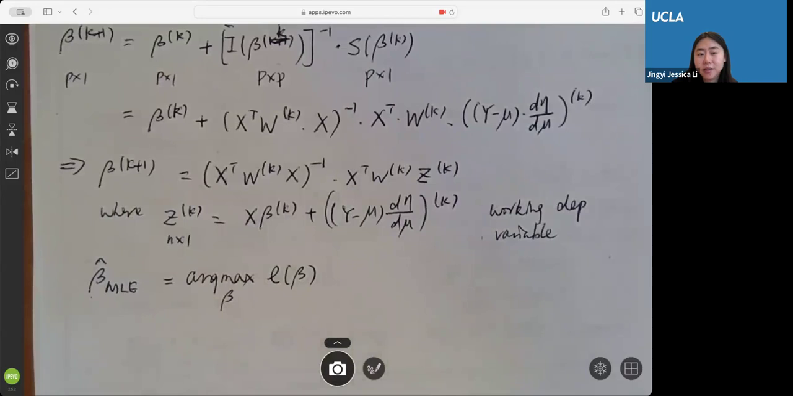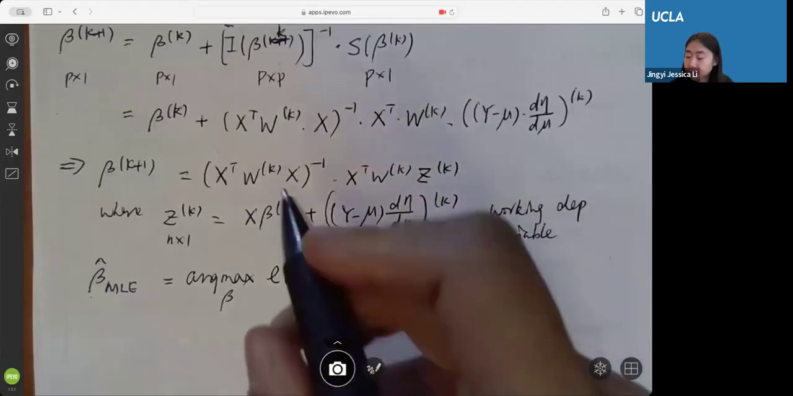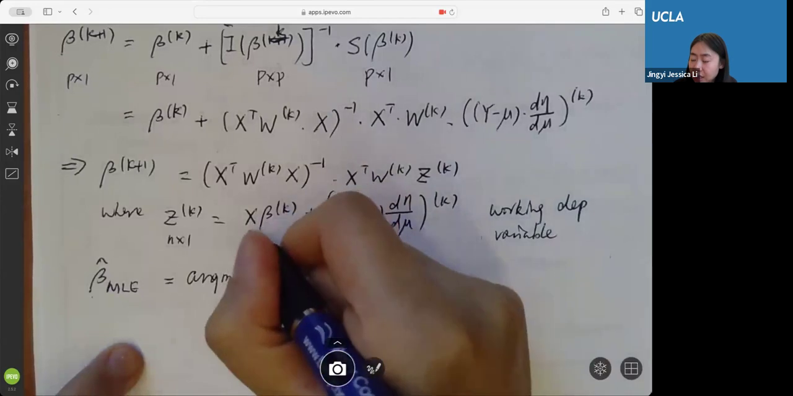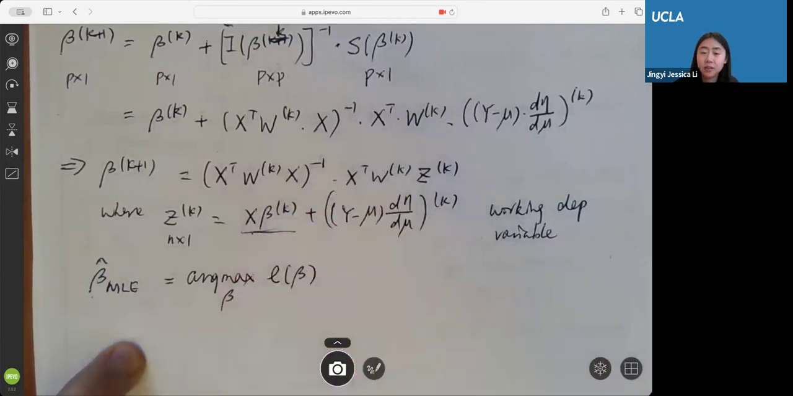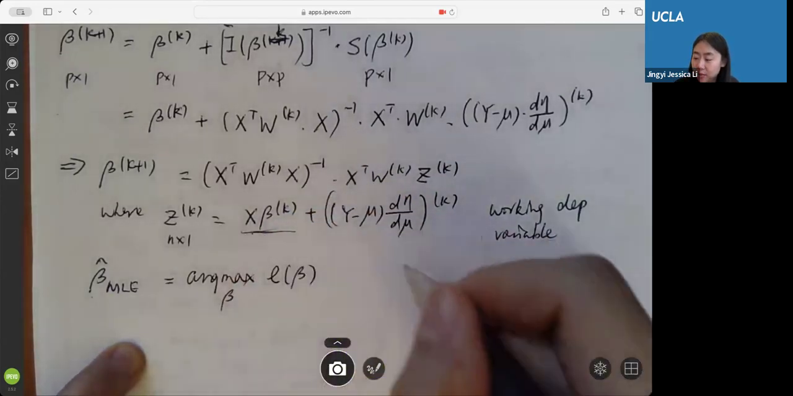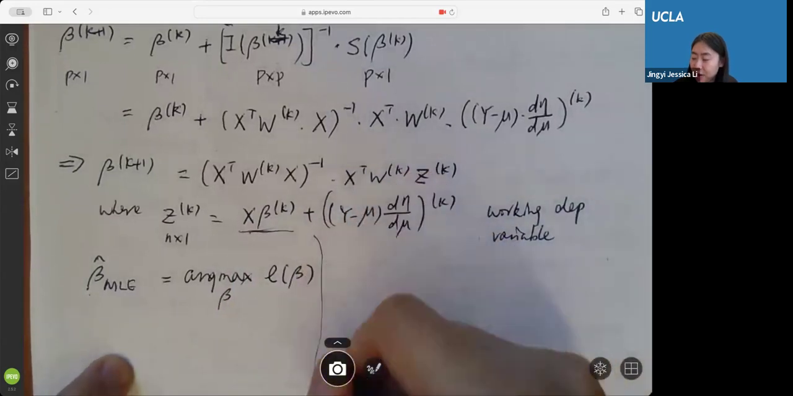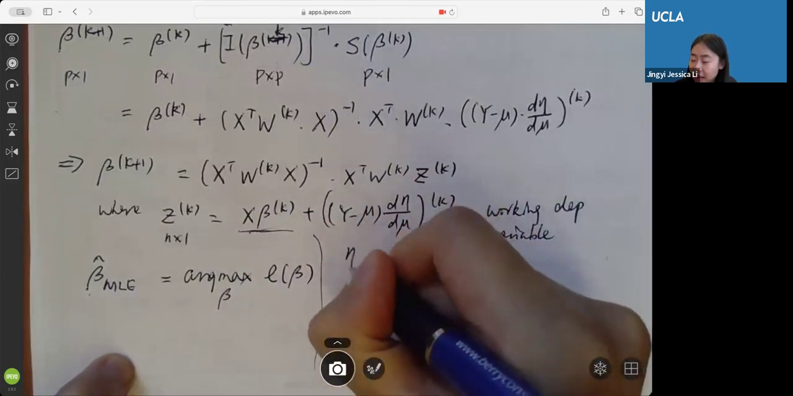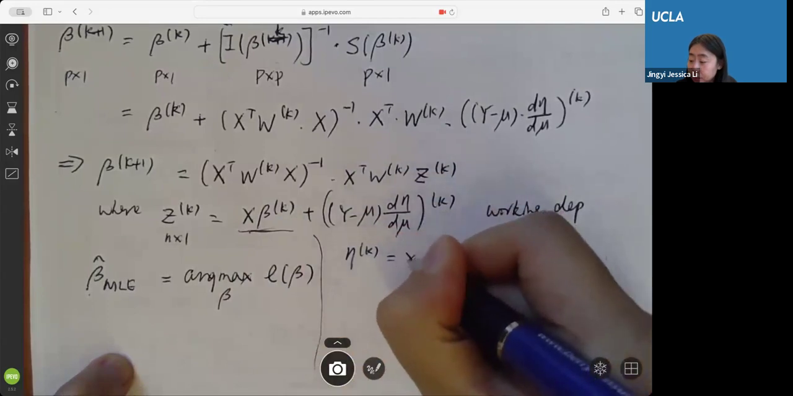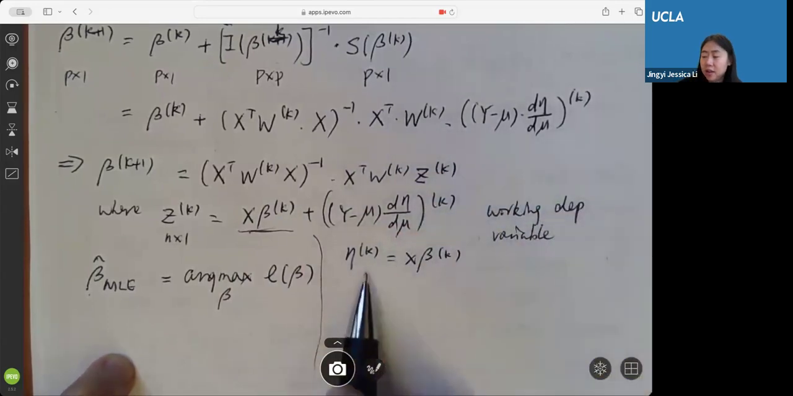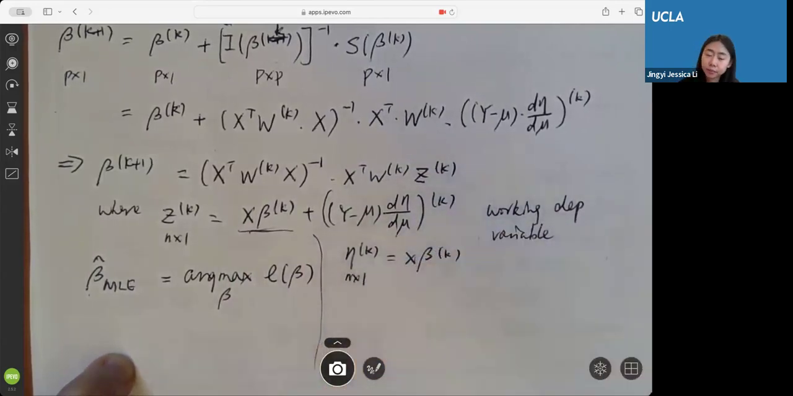a Taylor expansion, an approximation of g of y. So the thing is that we actually have this. So x times beta k, right? We know this is called what? Just a few more steps to help you remember. We call that eta k. Okay, so this is the linear predictor. Eta k is n by 1.